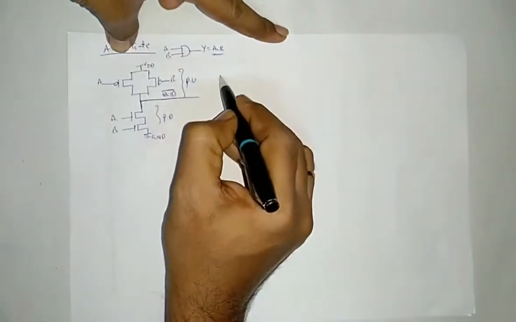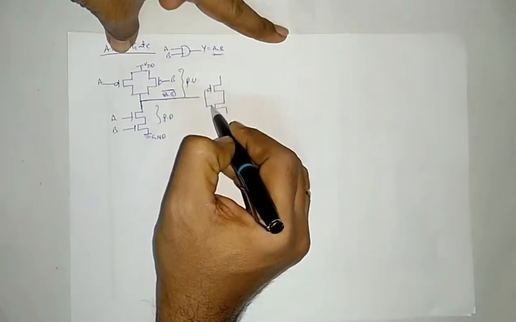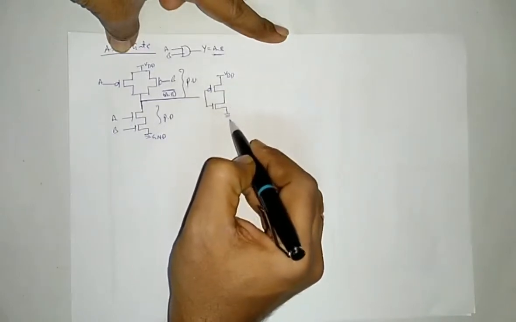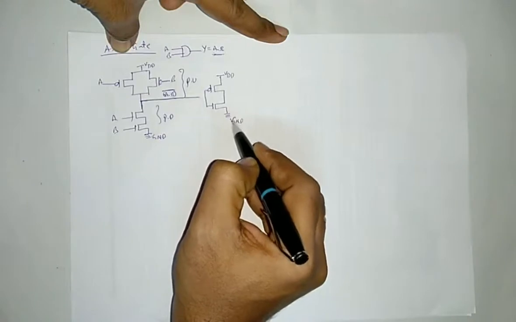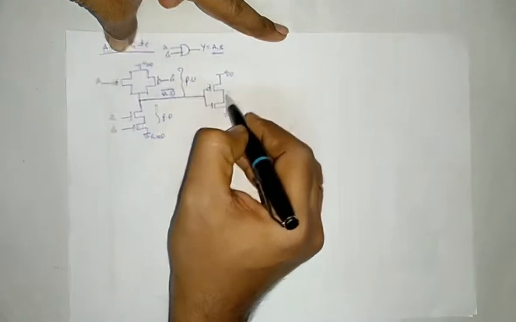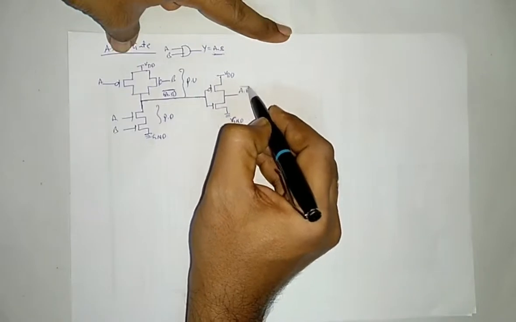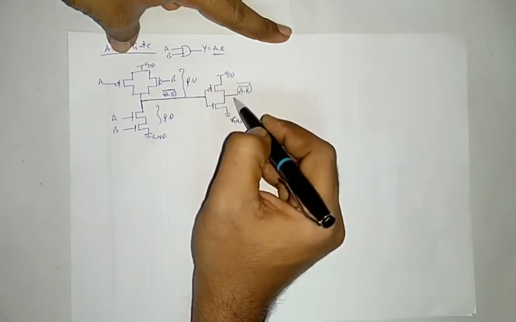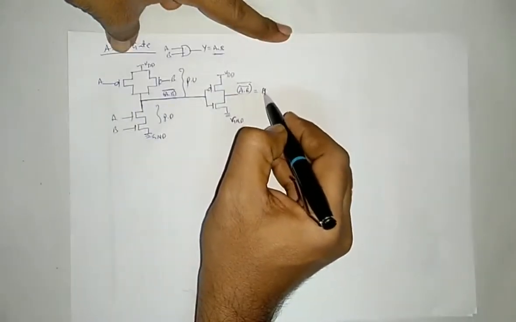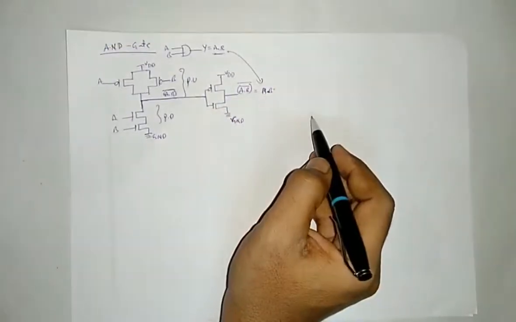This output should be connected to an inverter. Already we know the inverter schematic. So this is the inverter schematic. Here it is VDD and here it is ground or VSS. Now this output is connected to the input of this inverter. Then at the output terminal we will get (A and B) whole bar, inverted, so you will get A and B. That is nothing but AND logic.